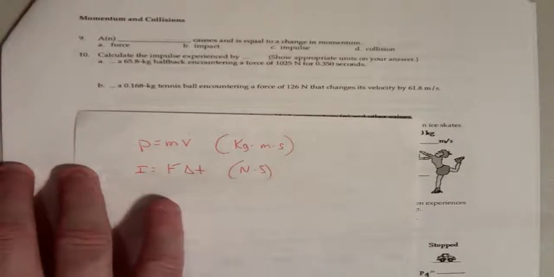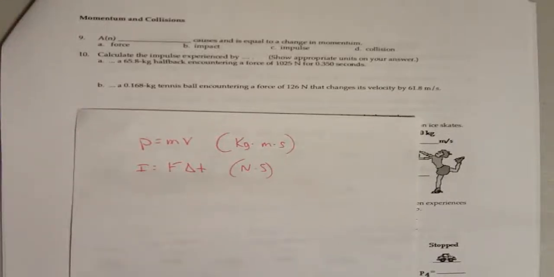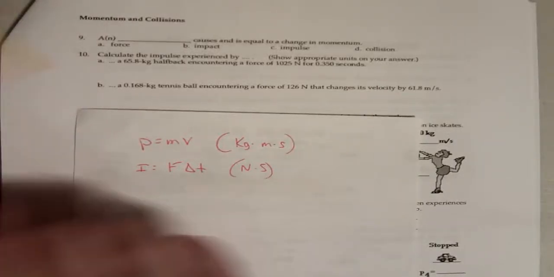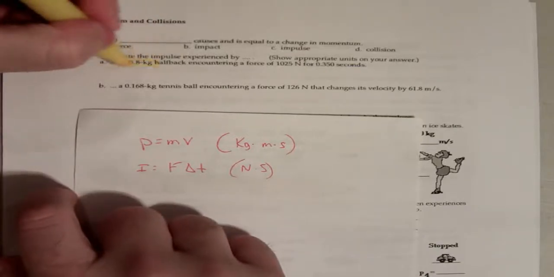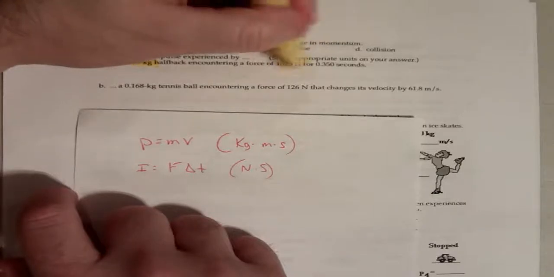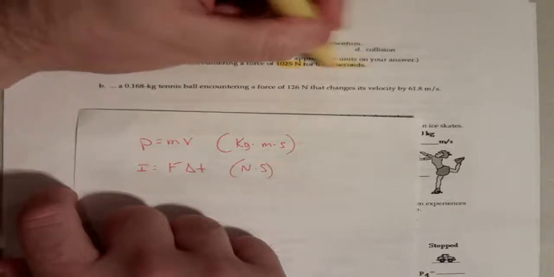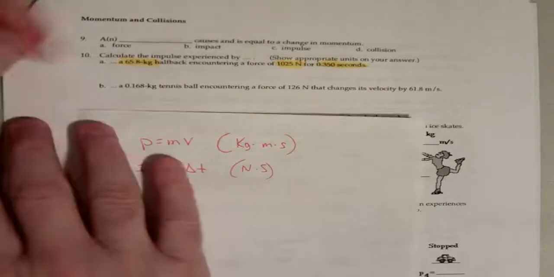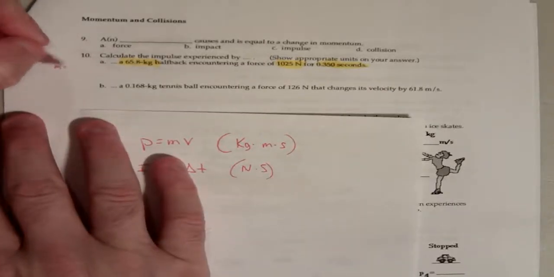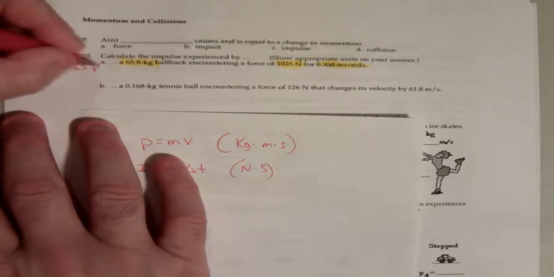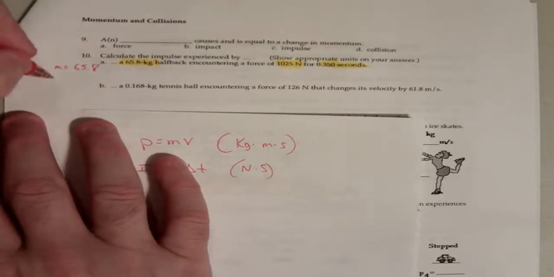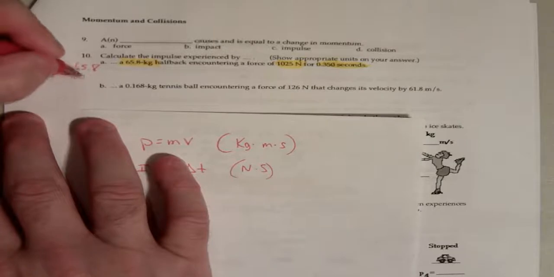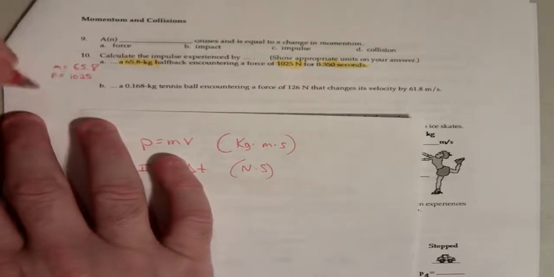Okay, cool. So let's highlight all the numbers that are somewhat relevant. Doesn't mean we're going to use them all, but we're going to highlight what's somewhat relevant. So we got a mass here, we got a force here, and we got a time here. Let's write them off to the side too. Mass equals 65.8. Force equals 1025. And then time equals 0.350.